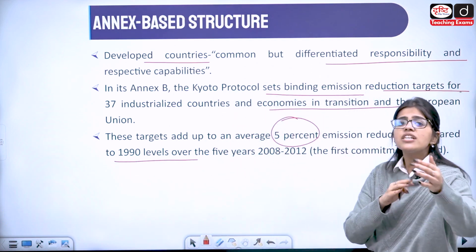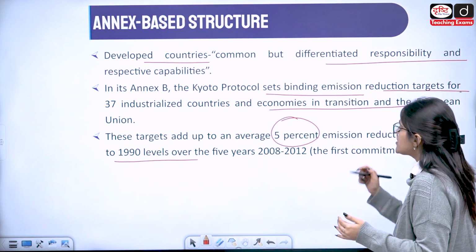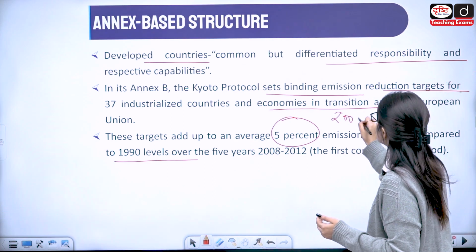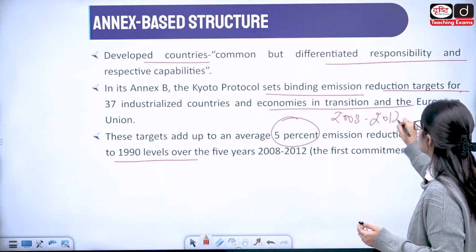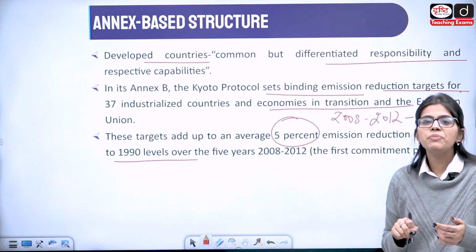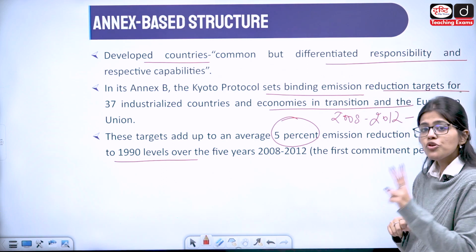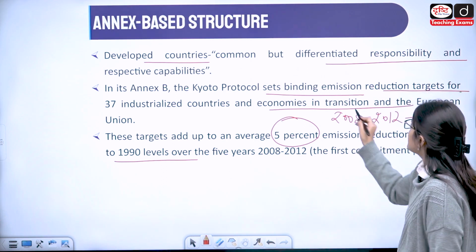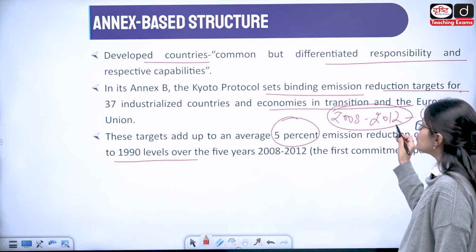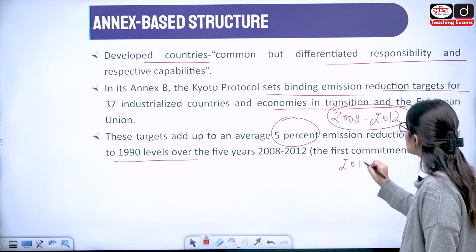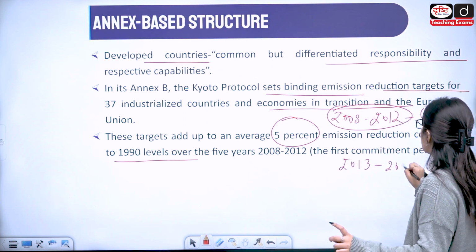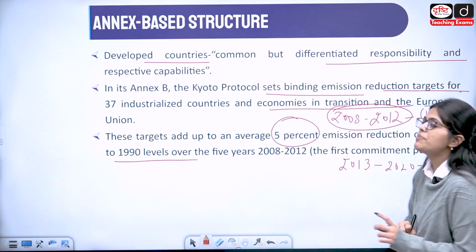And over 5 years, we are going to look at the emission targets. It is from 2008 till 2012. This is the first commitment period of Kyoto Protocol. Kyoto Protocol has 2 commitment periods. It starts from 2008 to 2012 and then from 2013 to 2020. This is the second commitment period.